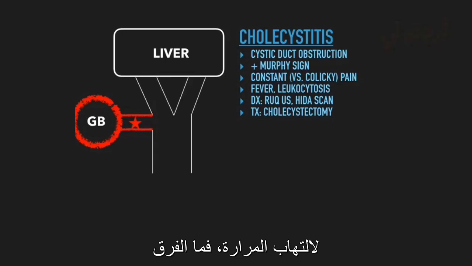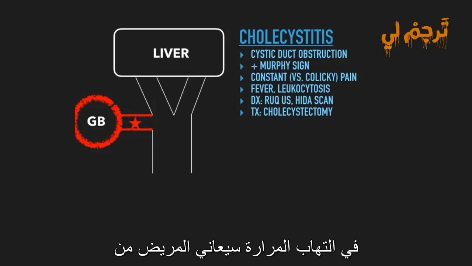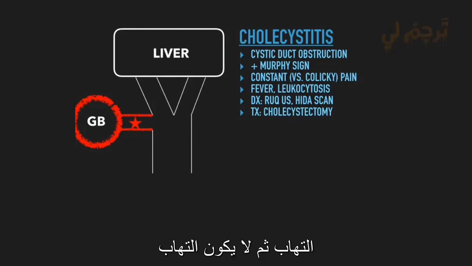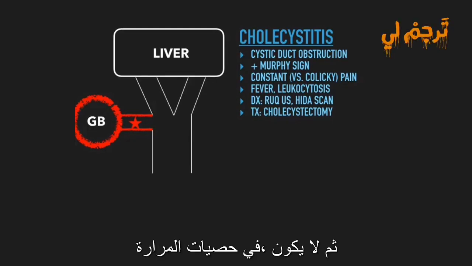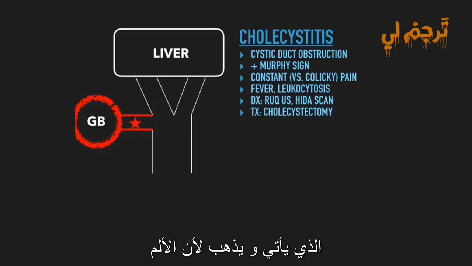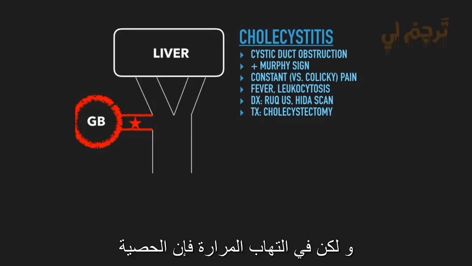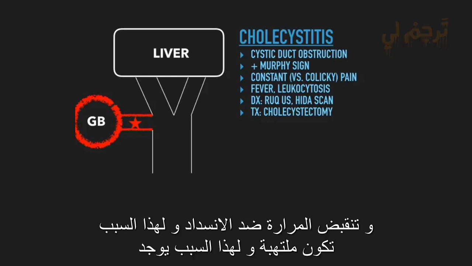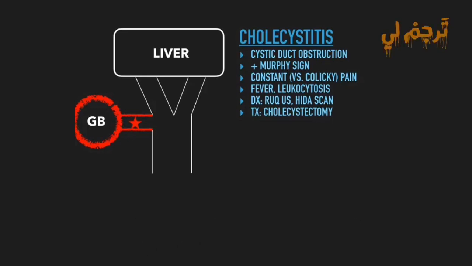So, what's the difference? In cholecystitis, the patient will have constant pain. It's not colicky. It doesn't come and go like in cholelithiasis. It's constant. This gallbladder is inflamed. There's no period where it's inflamed and then it's not. In cholelithiasis, those stones are churning around, and that's why you have that colicky pain that comes and goes, because the pain is dependent on the position of the stone. But in cholecystitis, the stone is blocking the cystic duct. The gallbladder is contracting against an obstruction. That's why it's inflamed, and that's why there's constant pain.